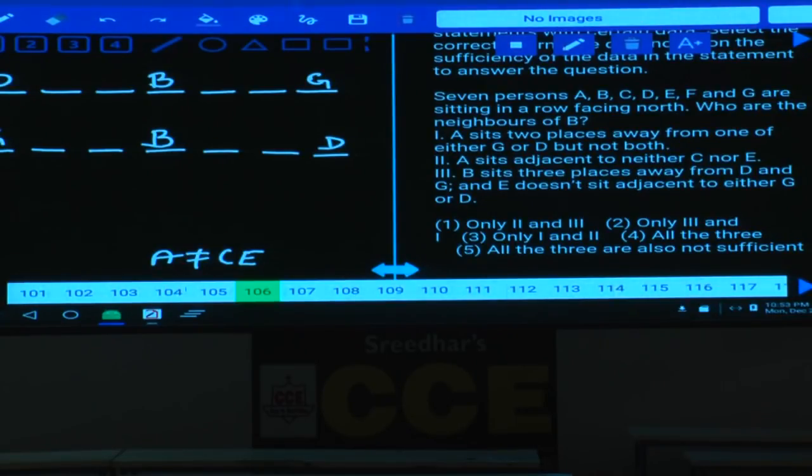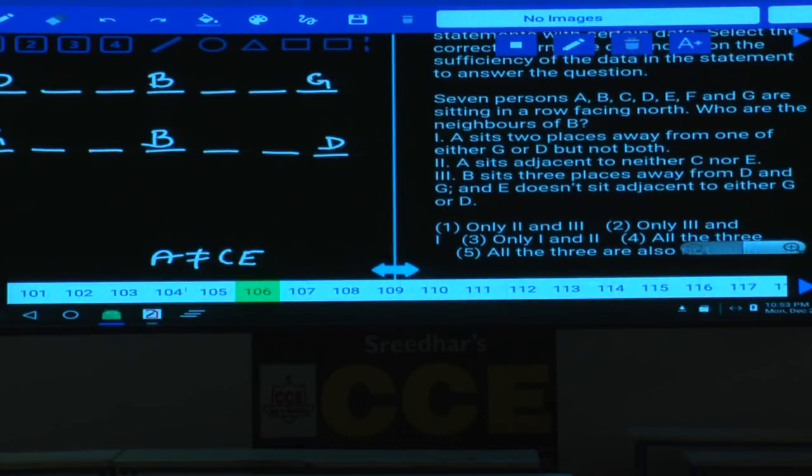E does not sit adjacent to either G or D, isn't it? As E does not sit adjacent to either G or D, E cannot be at this place and E cannot be at this place. As E cannot be in these 2 places, then what should be the position of this E? E can be either at this place or at this place. Here also, at this place or at this. Are you following this or not?